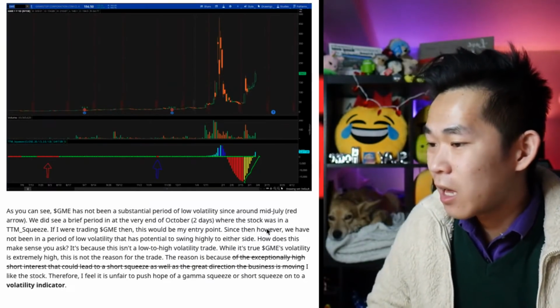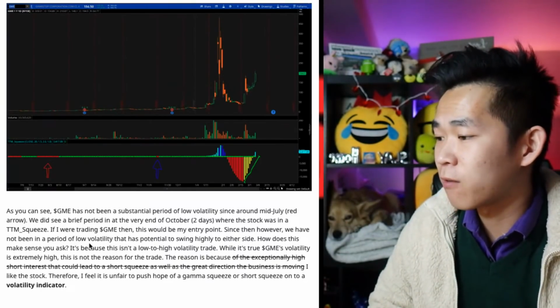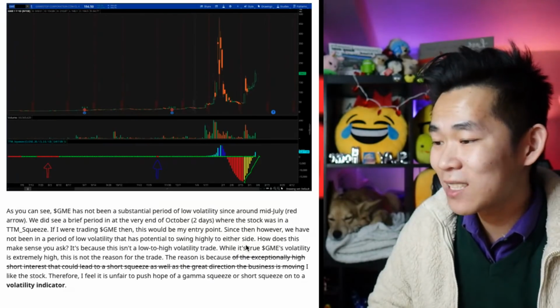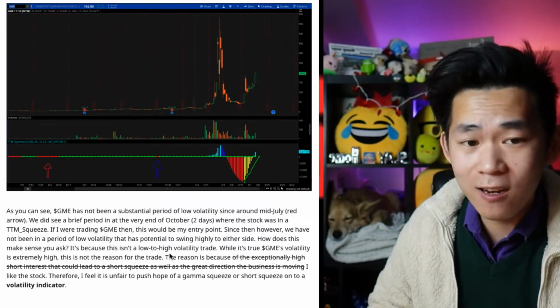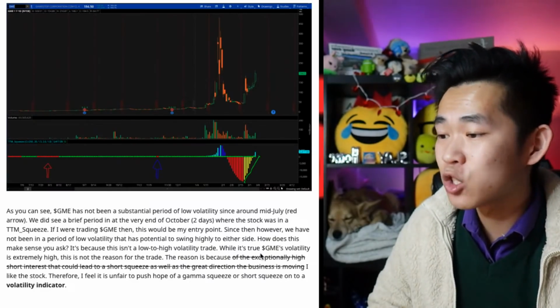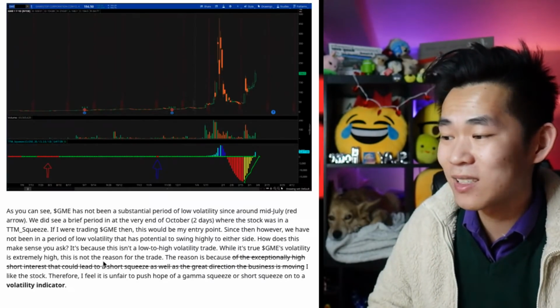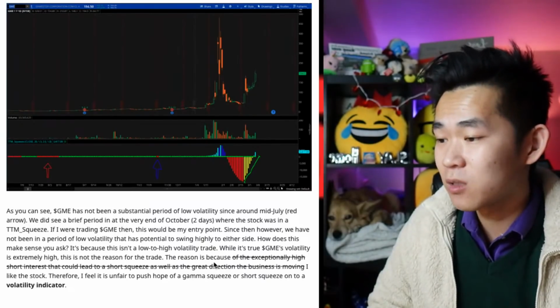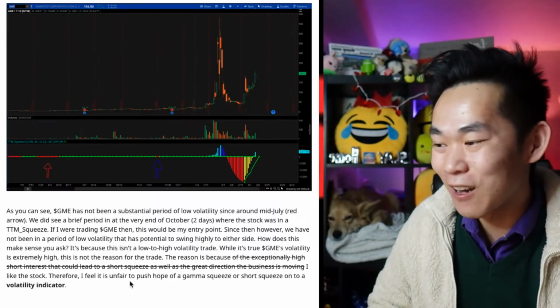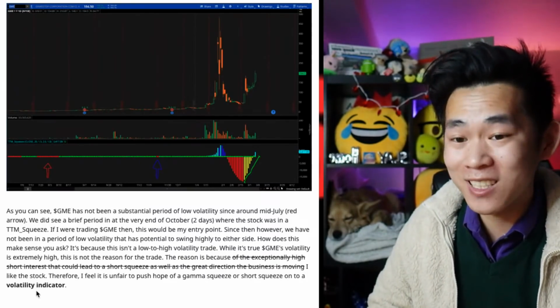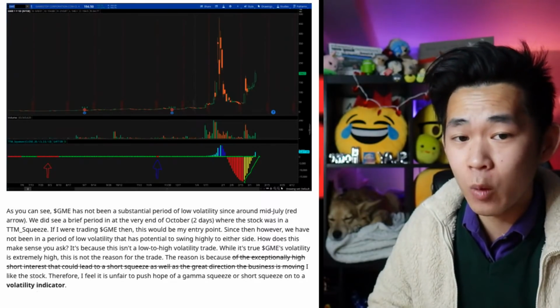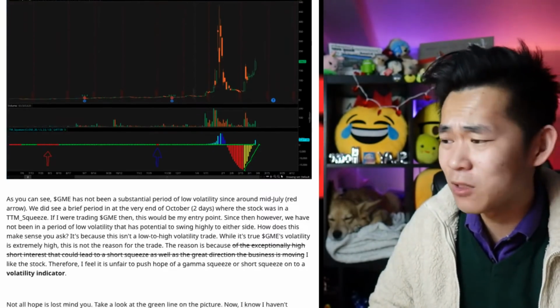How does this make sense, you ask? It's because this isn't a low to high volatility trade. While it's true GME's volatility is extremely high, this is not the reason for the trade. The reason is because I like the stock. Therefore, I feel it is unfair to push hope of a gamma squeeze or short squeeze onto a volatility indicator. Okay, now we understand exactly what this is even used for.